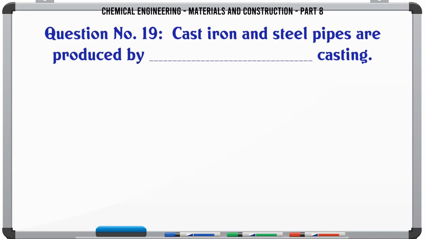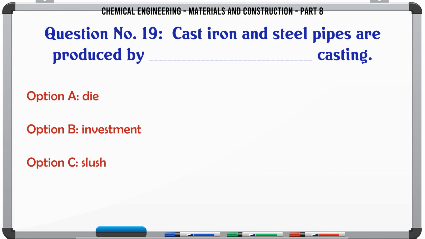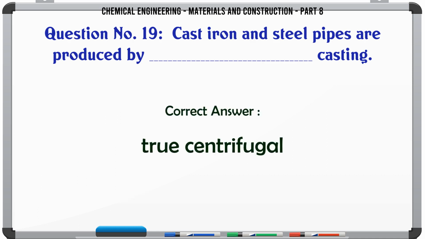Cast iron and steel pipes are produced by casting: A. Die. B. Investment. C. Slush. D. True centrifugal. The correct answer is true centrifugal.